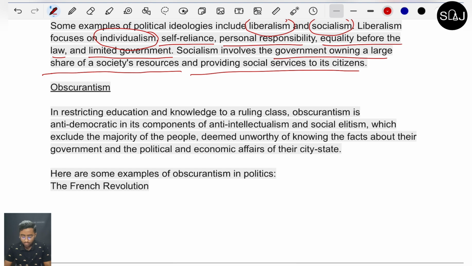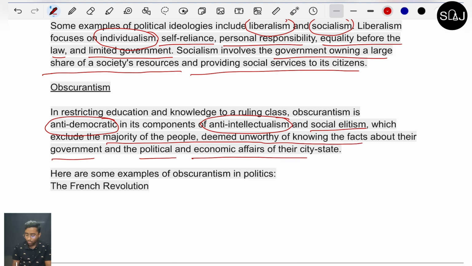Now we come to the next topic, that is obscurantism. Obscurantism is, you can say, restricting of education and knowledge by the ruling class. It is anti-democratic in its components of anti-intellectualism and social elitism. You can say this has always been used by the elites so that they can deprive the public of actual knowledge, which excludes the majority of the people deemed unworthy of knowing the facts about their government and political and economic affairs of their city-state.